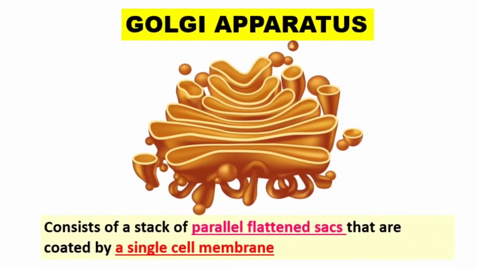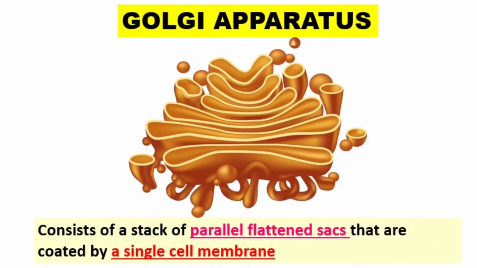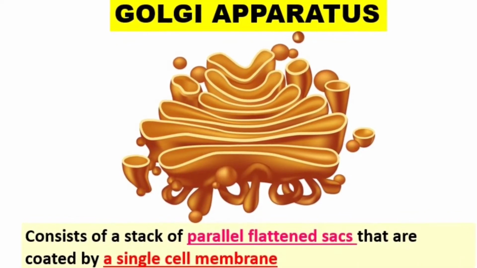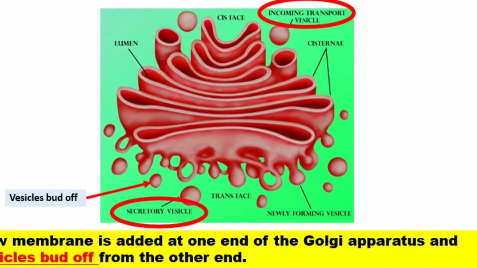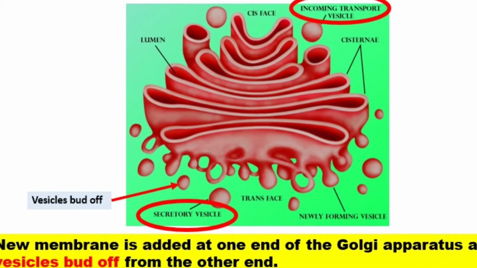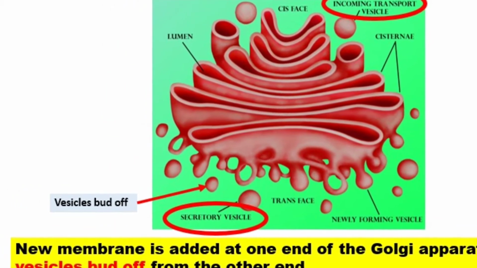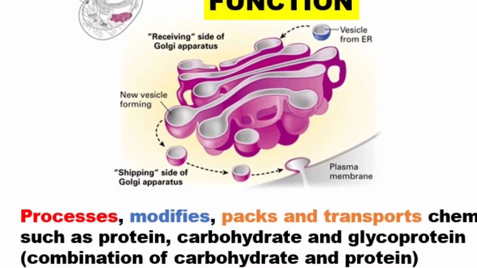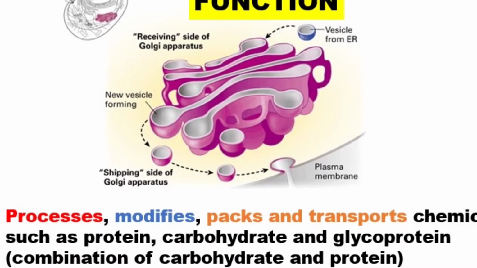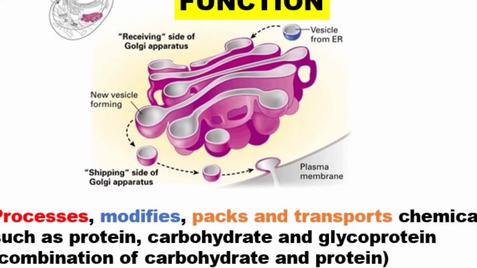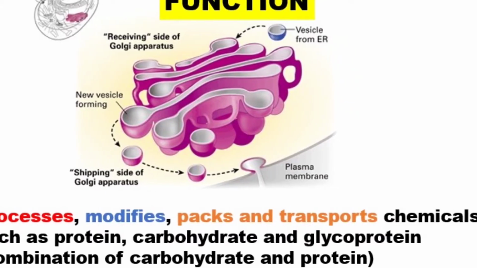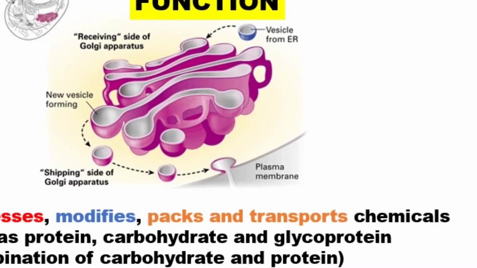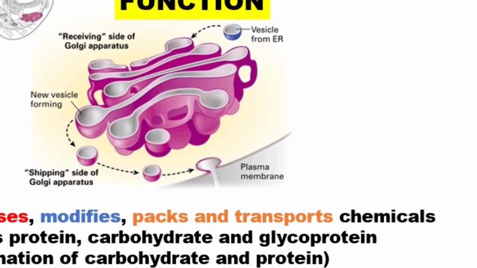Furthermore, it's about the Golgi apparatus. It consists of parallel flattened sacs coated by a single cell membrane. New membrane is added at one end and new vesicles bud off from the other end. The function is to process, modify, pack and transport chemicals such as protein, carbohydrate and glycoprotein. Glycoprotein consists of a combination of carbohydrate and protein.